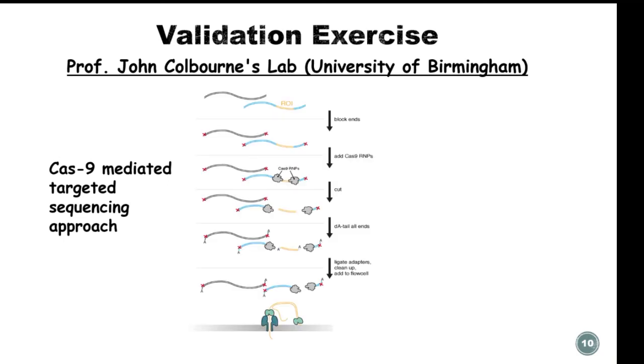Now the experiment. As I said, the validation happened in Professor John Corbon's laboratory in the University of Birmingham, and I will run you through the workflow. The first stage is the Cas9-mediated sequencing. The first stage was to block the ends of the DNA by removing phosphate groups.